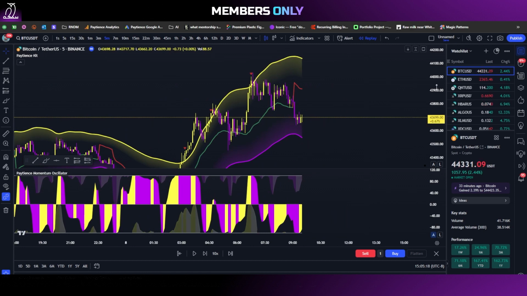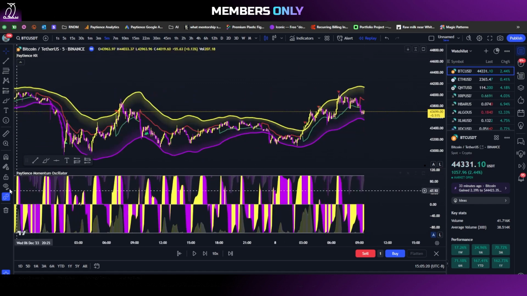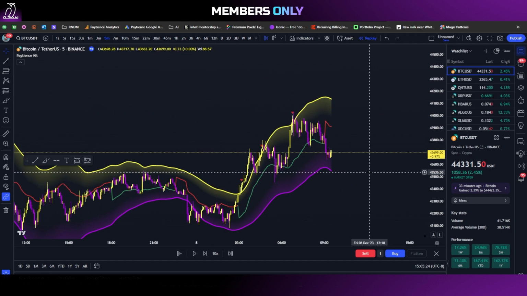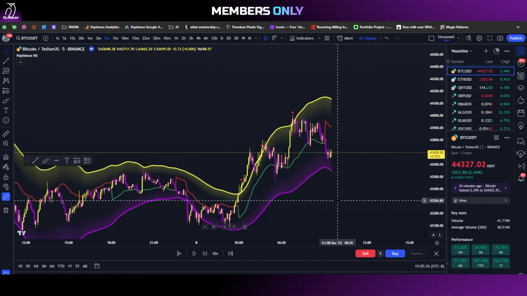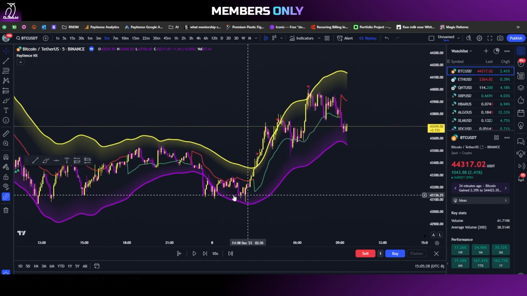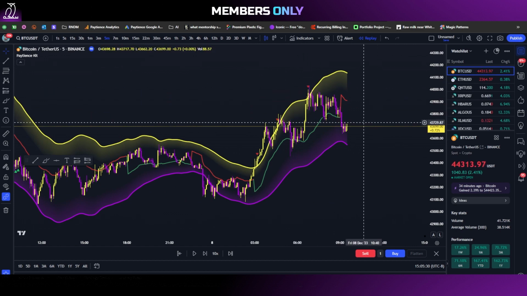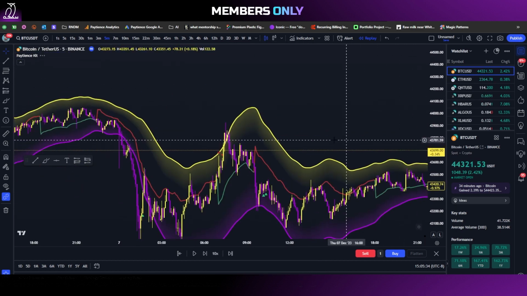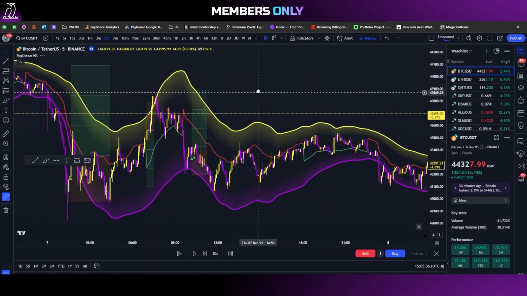It is very much easier to watch the higher time frames and try to get in on good entries for the higher time frames. But just look out for touching the bottom of the band is a good indicator, as well as the generated entries on the Paytience kit. So that is all we've got.